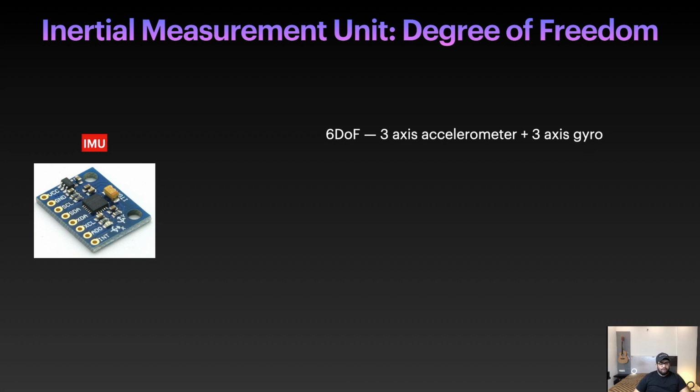Now there are some more advanced IMUs, and more advanced flight controllers containing them, like 9 degrees of freedom. A 9 degree of freedom IMU will have everything that a 6 degree of freedom has, that is a 3-axis accelerometer and 3-axis gyroscope. Apart from that, it will also have a 3-axis magnetometer. So that becomes 9 degrees of freedom, and we'll talk about what each of these does. Then we have 10 degrees of freedom. It will have everything a 9 DOF IMU has, but it also has a barometer.